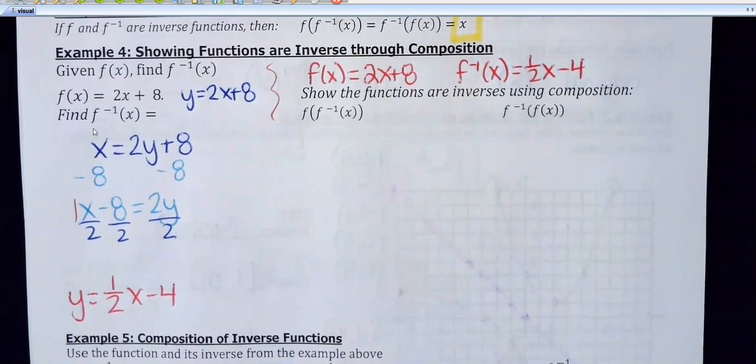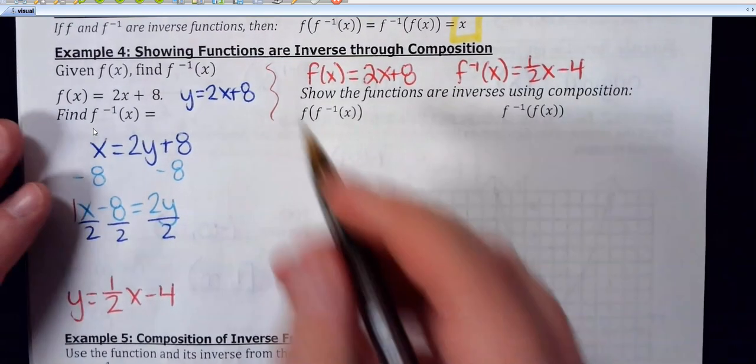Okay, now I'm going to prove that these are inverses by doing composition, what we did yesterday, to show that if I compose these with each other either direction, that I get x as my answer. All right, so bless you.